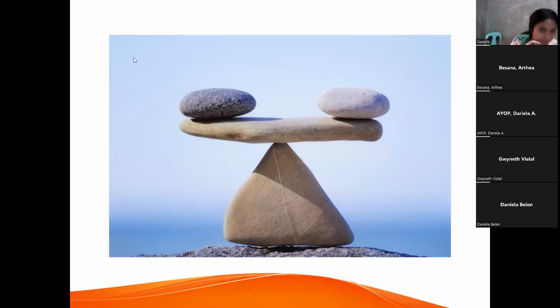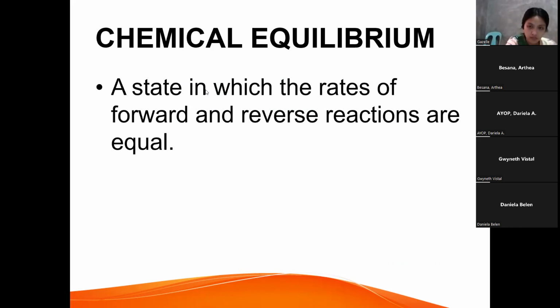Okay? So again, we will be talking about equilibrium. Class, when you say equilibrium, we are talking about the chemical reaction that should be equal. And that is in terms of the rate. Okay? The rate of the chemical equation. Now again, when you say chemical equilibrium, it's a state in which the rates of the forward and reverse reactions are equal. So I believe we all know what a chemical reaction is.